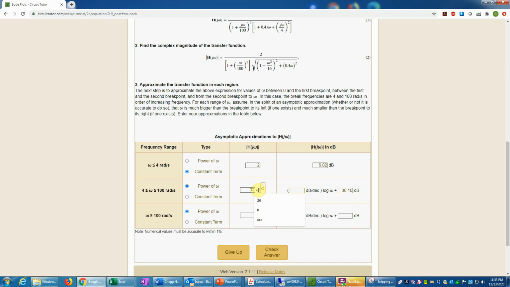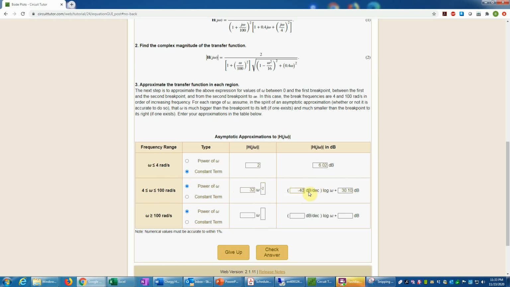And then the omega to the minus 2, when we take the log of that, that's going to bring a negative 2 using, again, the properties of logarithms. When you raise omega to a power, that's going to bring the power out in front of the logarithm. And that multiplies the 20 that's already out there. So that becomes a slope of negative 40 dBs per decade.